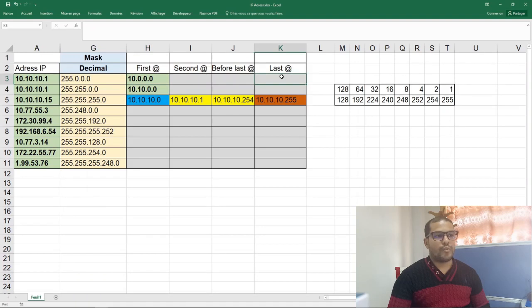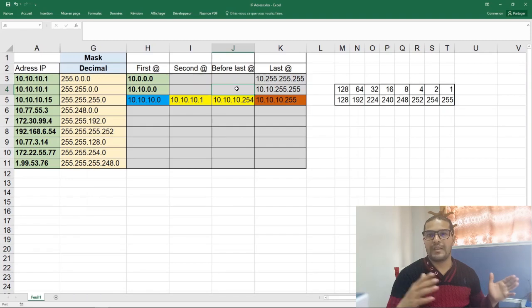For the last one, we're gonna put 255 instead of the zeros to find the last address. So the last address in this network here is gonna be 10.255.255.255. For the second example, it's gonna be 10.10.255.255. So here we don't need to do any math. The addresses are found in a straightforward manner.